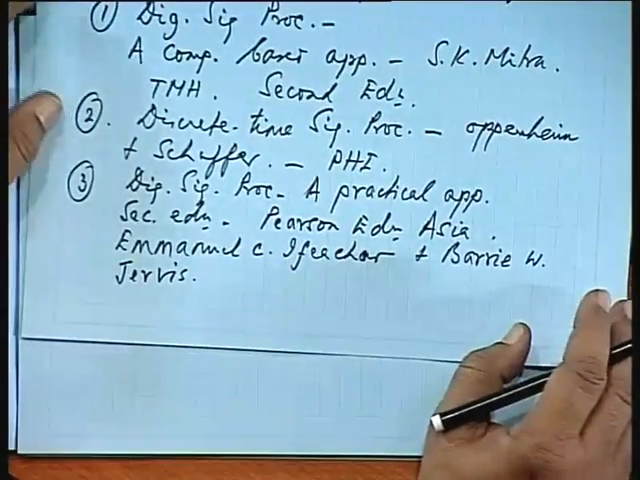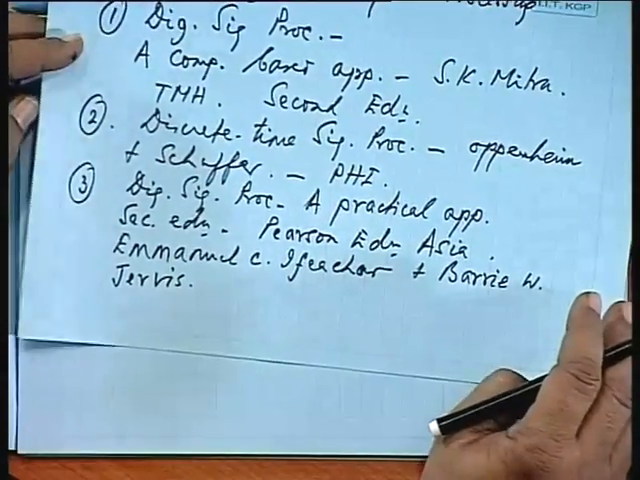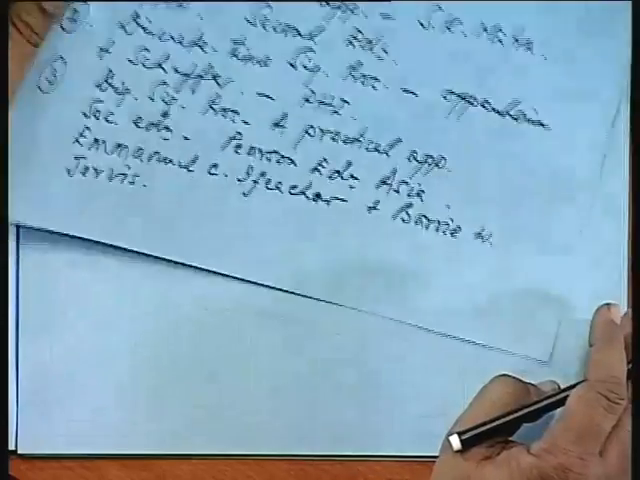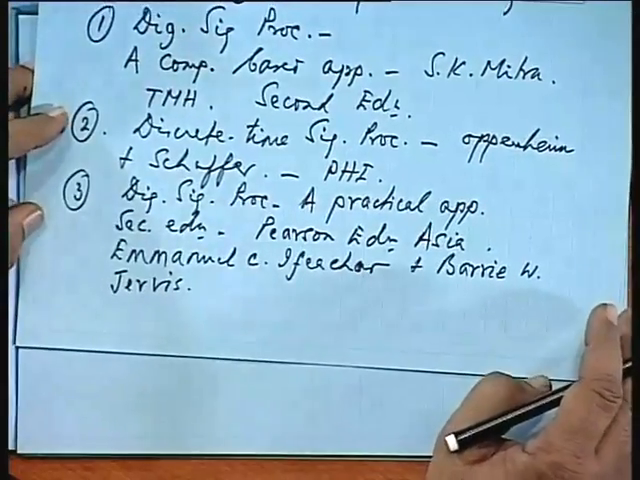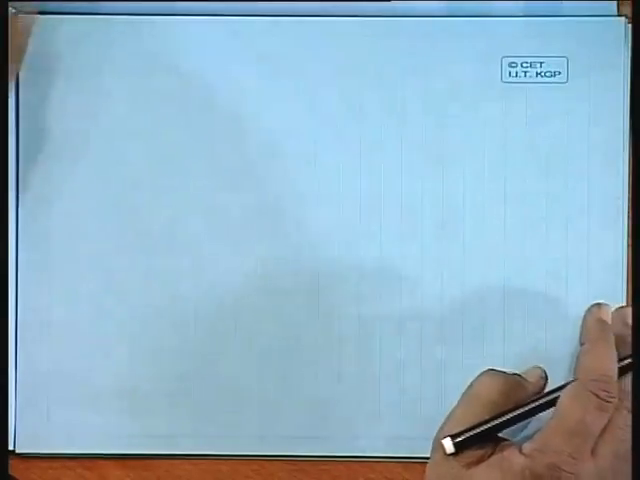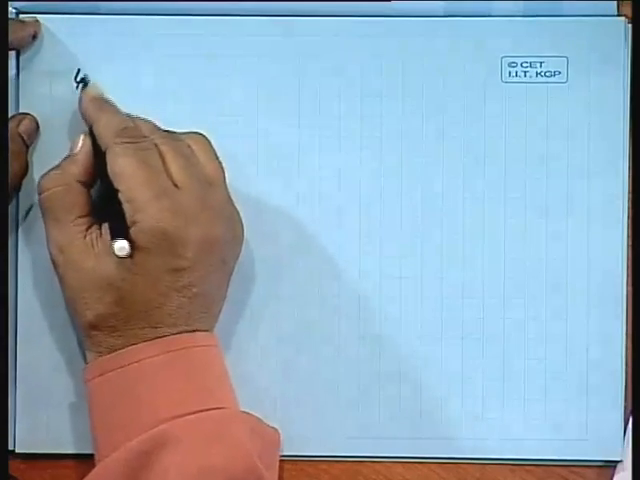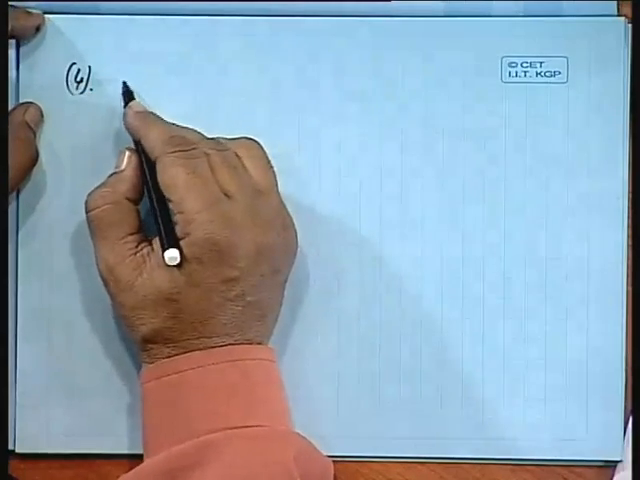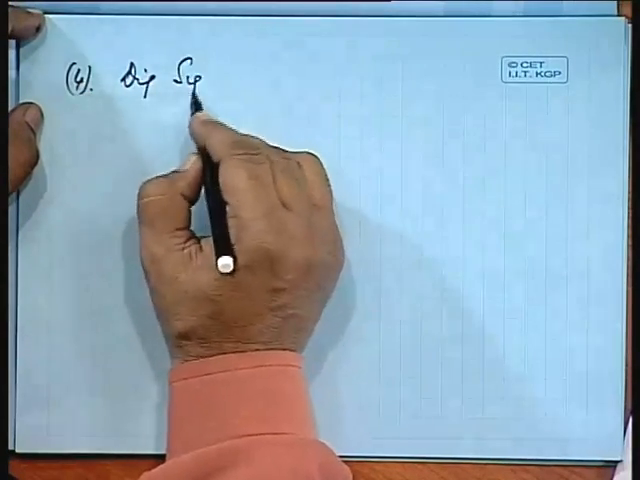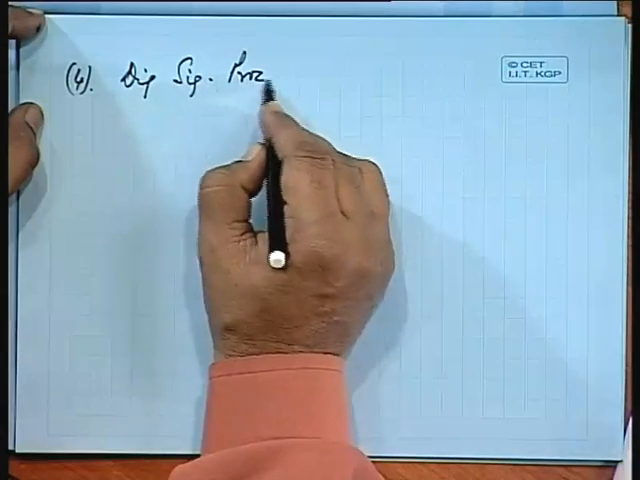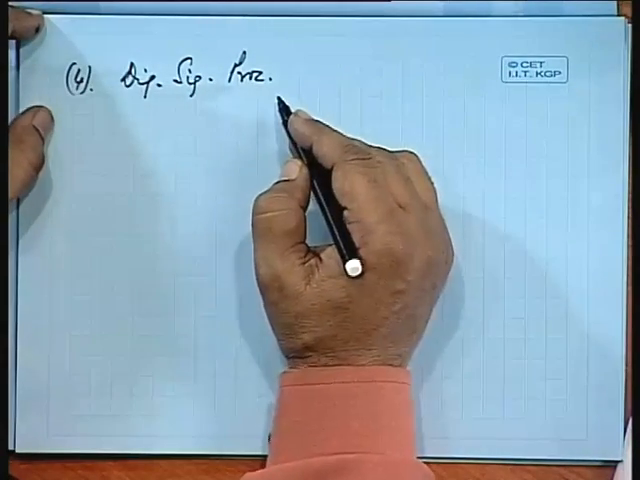These are the three main textbooks that I shall be following. There are some more books which I shall give you for reference. You can follow that. Digital Signal Processing. They are all available in the library.